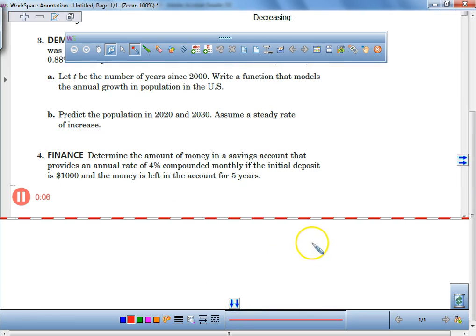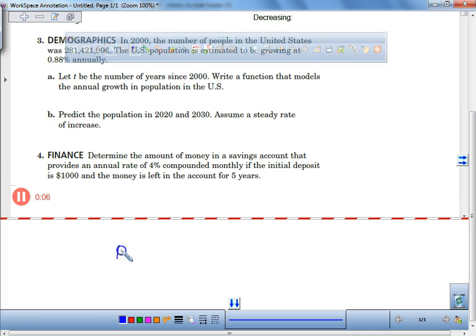So there is what's called a compound interest formula. Does anybody have the compound interest formula on their paper already? Go ahead. A equals P, parentheses, 1 plus R over N, to the power of NT.